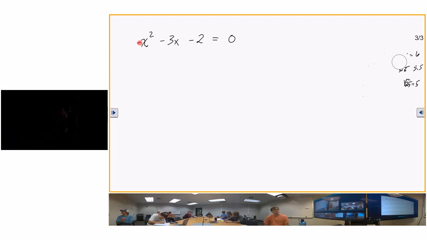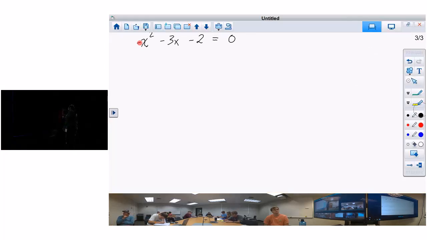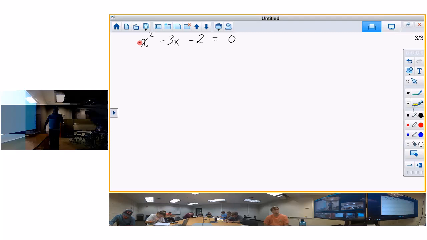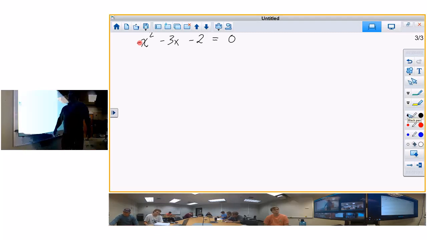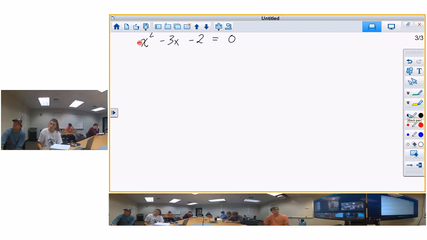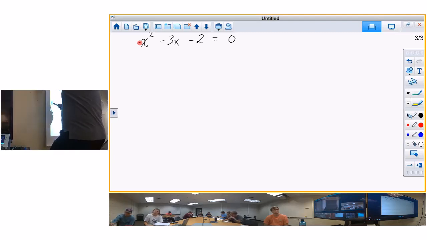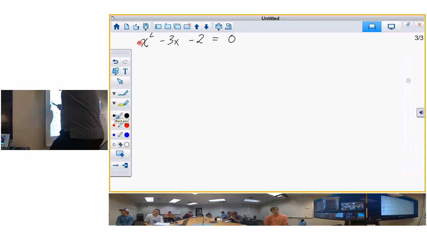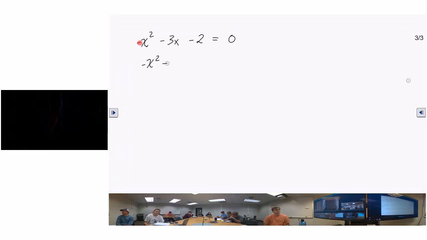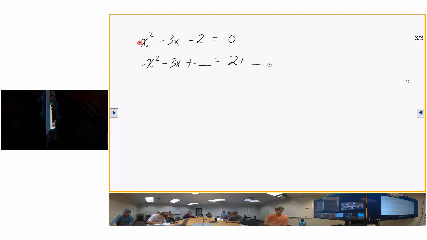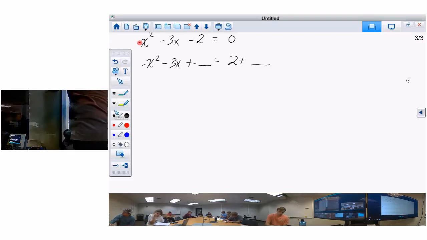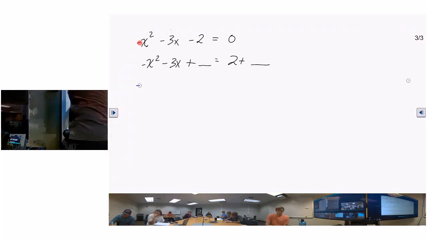You need to mark this one in your notes, because this is from 5 up to 10. This is probably going to be the method. You have to factor out something. So let's go with negative 1. Negative x squared minus 3x plus blank is equal to 2 plus blank. I'm going to factor out a negative 1. I'm going to color it blue.